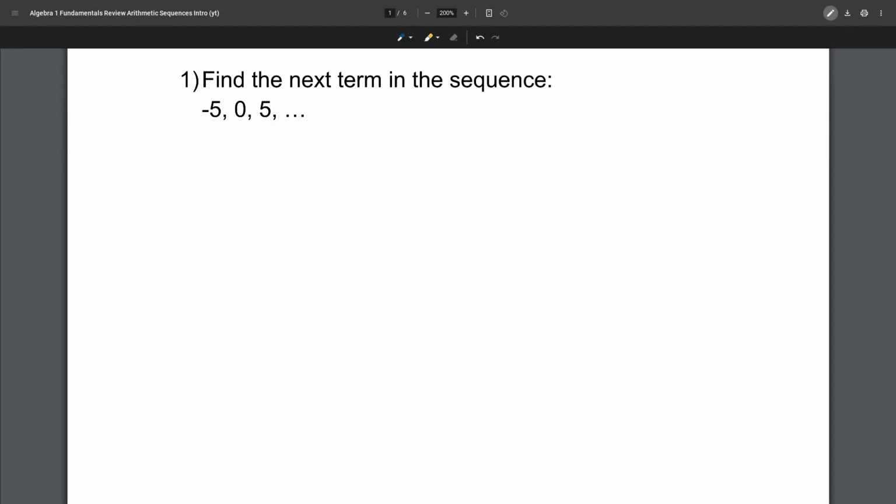In this video we're going to be going through arithmetic sequences and either finding the next term or the nth term in a sequence. So let's look at this first one. It says find the next term in the sequence. We start with -5, we go up to 0, so we've added 5, and then we go up from 0 to 5, so we add 5 again. So the next term, which is the next number in the sequence, will take 5, add another 5, and the next term in the sequence will be 10.